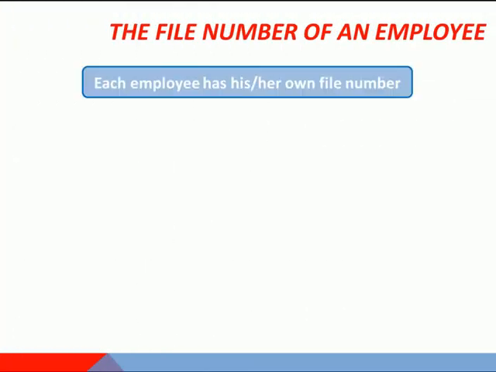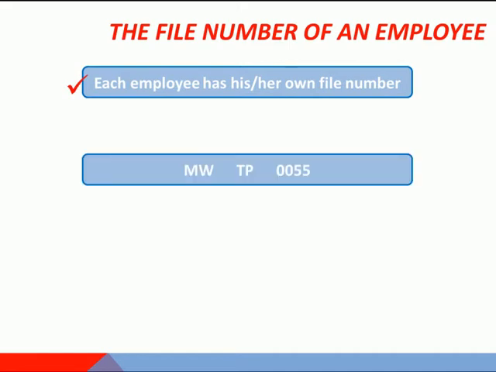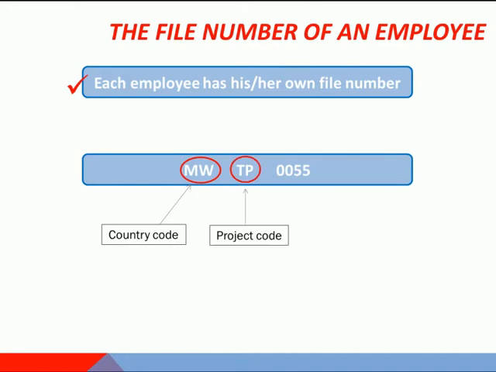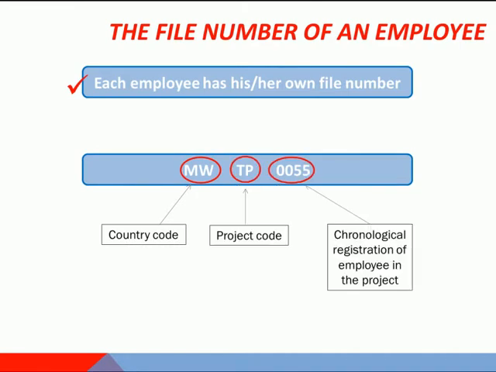Every employee has his own file number. It consists of 3 types of information. We have the country code, the project code, and a number, which is the chronological registration of the employee in the project. Let's see where we can find this number.